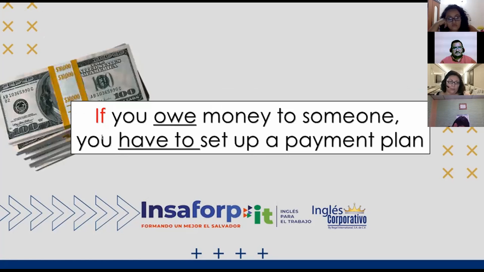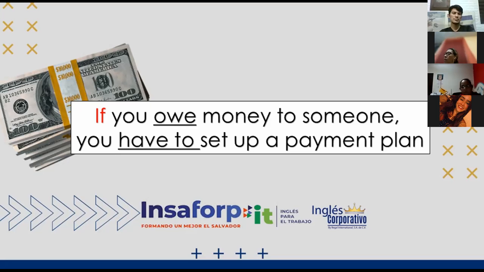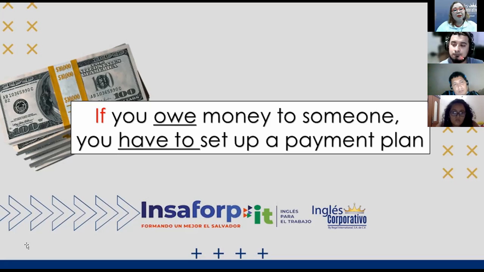¿Ok? For example, acá tenemos dos verbos. If you see, I'll and have to. What about if you owe money to someone, you have to set up a payment plan, okay? If you owe money to someone, you have to set up a payment plan. O sea, si usted le debe a alguien, usted debe de hacer el plan con esa persona para poder pagar, ¿verdad? ¿Correcto? Are we okay? Noted.